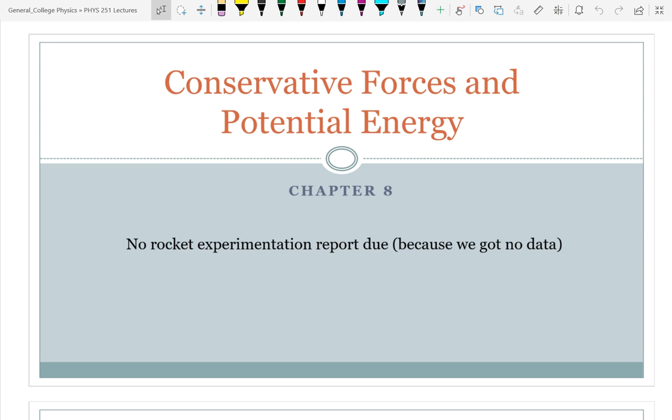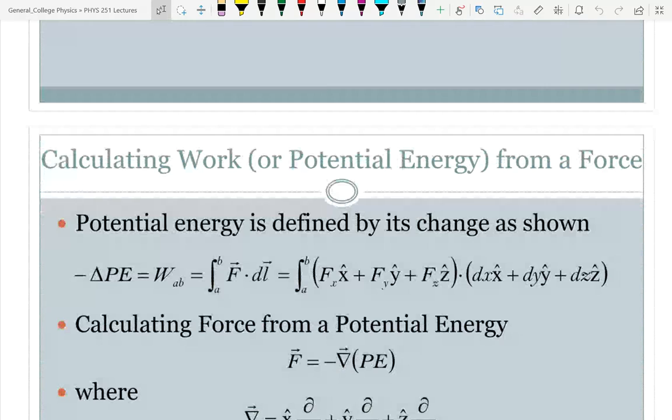Because our little rocket situation didn't work out, today was the day that you were supposed to turn in your report, but you don't have a report. I expect nobody's done anything on it because you had no data, right? I'm sorry that didn't work out. I will work on getting better pads or seals and actually try them before I do this again.